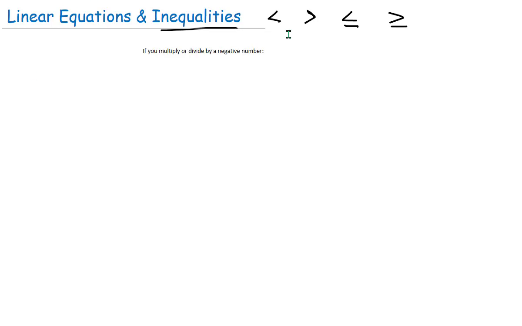So if you multiply or divide by a negative number, then we have to flip the inequality symbol, because it's changing the values and the direction that the symbol should be. And we'll take a look at this when we do an example, but this is the extra thing that we have to do that we didn't have to consider when we were just solving equations. Okay, so we're going to start with this example.